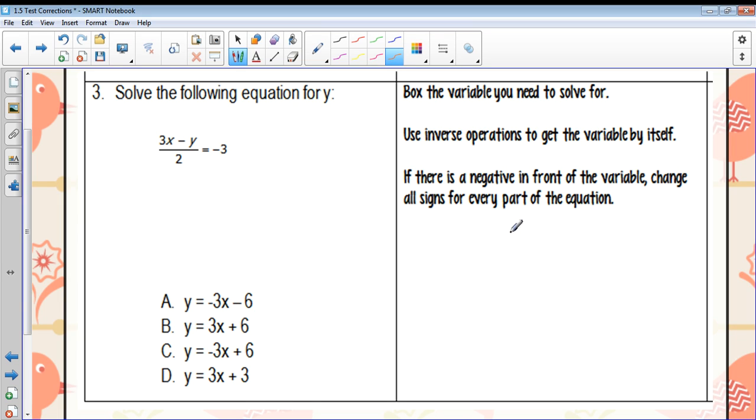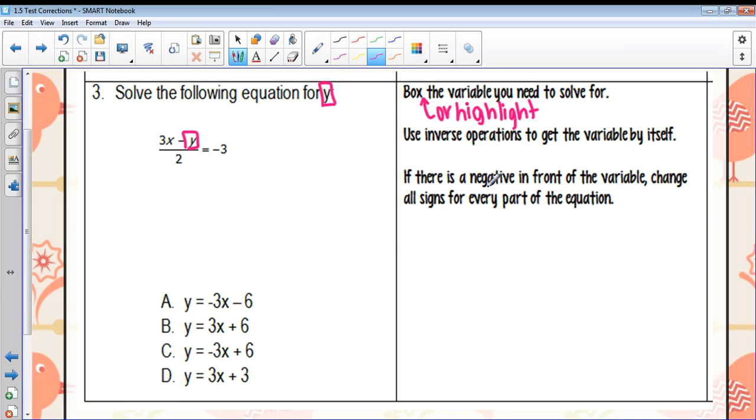This is Unit 2, number 3. Solve the following equation for y. The first thing that we need to do is find the variable that we're trying to solve for. So you're either going to box or highlight. Basically, you're going to tell me which variable you are looking for. This one says solve it for y, so I'm going to draw a box around y.